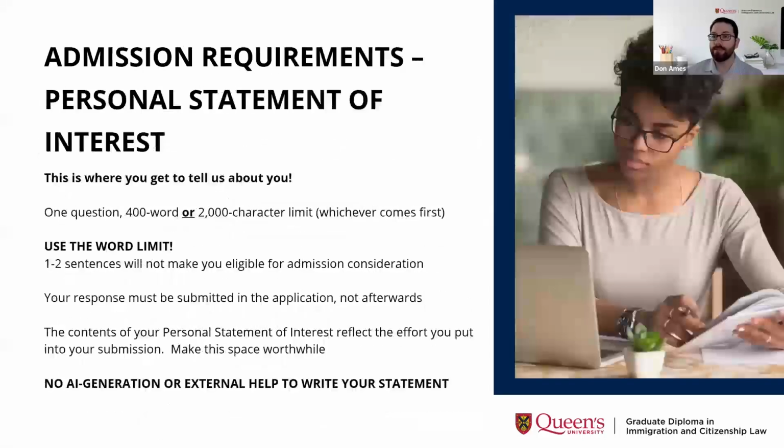The final component here that every single applicant must provide via the application is a personal statement of interest response. This is a great opportunity for you to tell us about yourself. There is a 400-word or 2,000 character text box that you can utilize to answer our personal statement of interest question. Make sure you review the question in full. You are answering it accordingly, and we encourage you to use the word limit. 1 to 2 sentences is insufficient when it comes to being eligible for admission consideration. It shows that you're not putting in effort into the response. We want to hear your fulsome response to the question that we're asking.